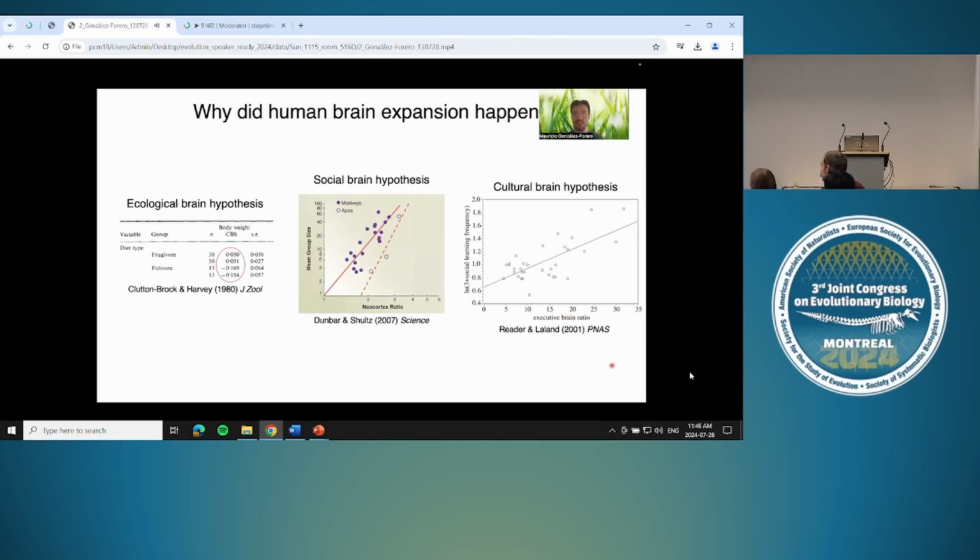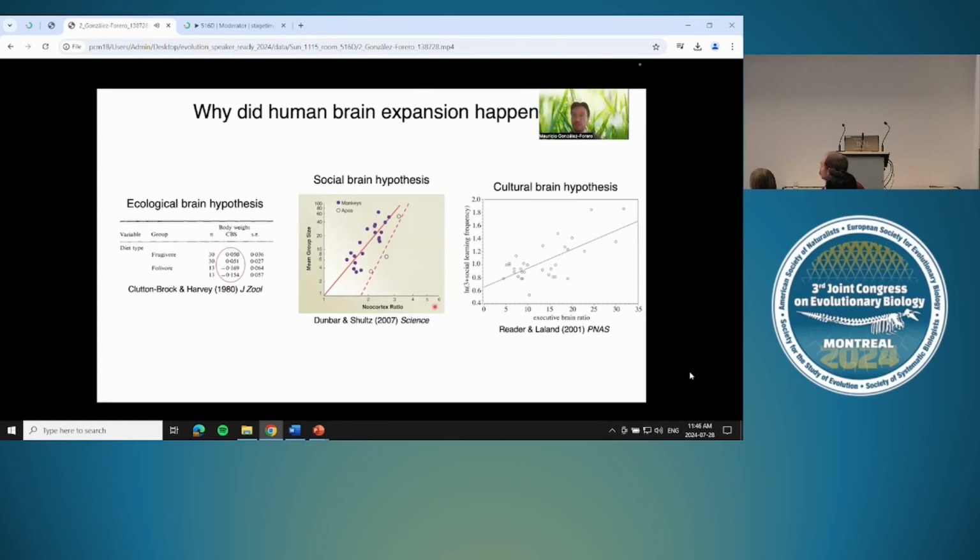Now, these hypotheses are very actively tested, and the standard approach to test them is by using correlational analysis, such as shown in these figures, where some variables are picked as describing the hypothesis, and if that variable is correlated with brain size, then that is interpreted as supporting the hypothesis. But that approach is problematic because it's a correlation. We don't know the direction of causality.